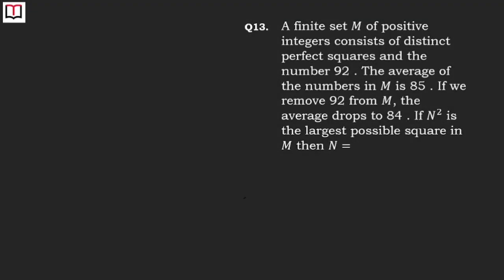So students, that's the question for us for today. A finite set M of positive integers consists of distinct perfect squares and the number 92. The average of the numbers is 85. So I will say, let the number of perfect squares be k.